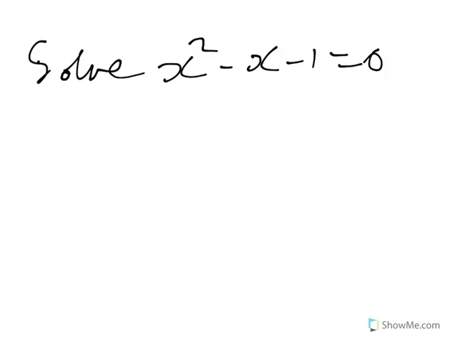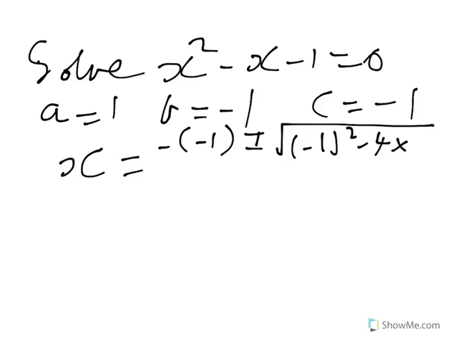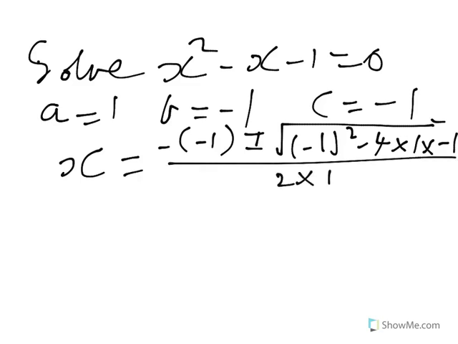Alright, so here's our first example, x squared minus x minus 1. So rather than us completing the square, what we'll do is we'll use the quadratic formula. So a is the number in front of the x squared, so in this case there's 1x squared. b is the number in front of the x, in this case minus 1x. And c is the number on the end, which is minus 1. Alright, so remember then that x is the negative of b, which is negative 1, plus or minus the square root of b squared, negative 1 squared, minus 4 times a, which is 1, times c, which is negative 1, all over 2a, which is 2 times 1.